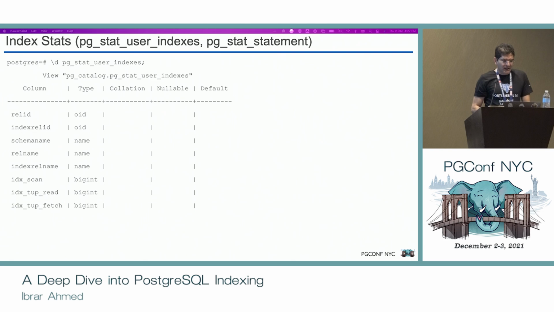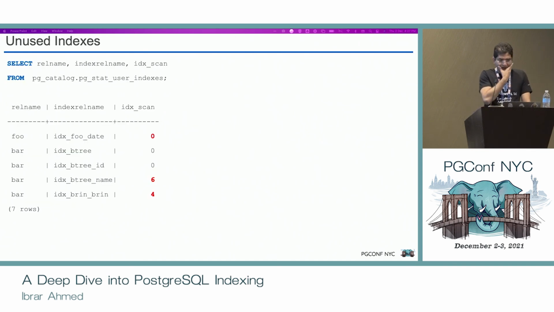So, there are 2 views, pg_stat_user_indexes and pg_stat_statements, that you can use to get statistics about the indexes. Here is the query for unused indexes. Sometimes you create an index, then another index, then another, just creating indexes on the table to get performance. But sometimes it happens that your index has never been used. How do you detect that? Which index is used most frequently and which index has never been used? Why is it in the system if it's not being used? So this is the query.